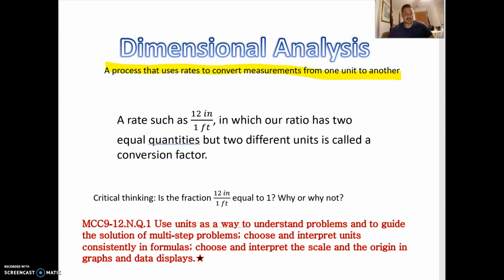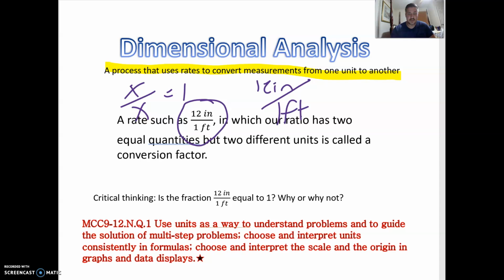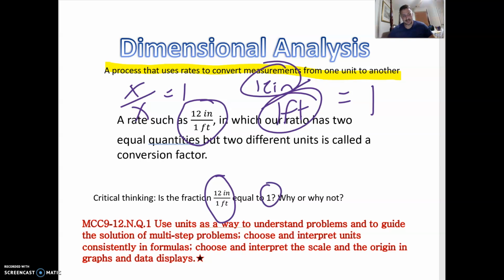Now, the other day I showed you guys something that was talking about fractions. We know that any number over itself is equal to 1, right? And we talked about this. 12 inches over 1 foot. Isn't 12 inches the same thing as 1 foot? So isn't this length and this length the same? So wouldn't that be the same length? So wouldn't that be equal to 1? We're going to use that concept to do dimensional analysis. So, is the fraction 12 inches over 1 foot equal to 1? That is a yes.